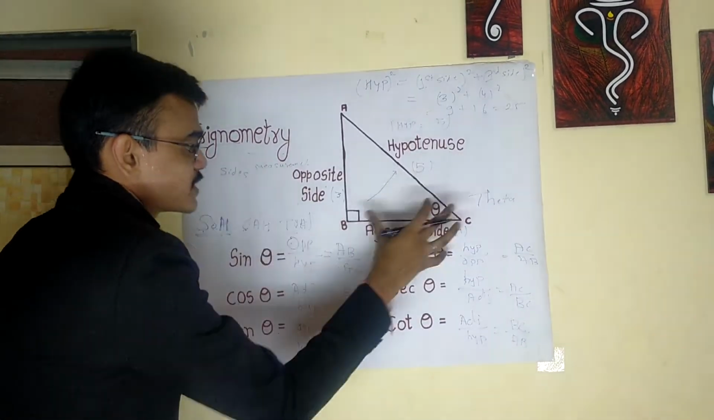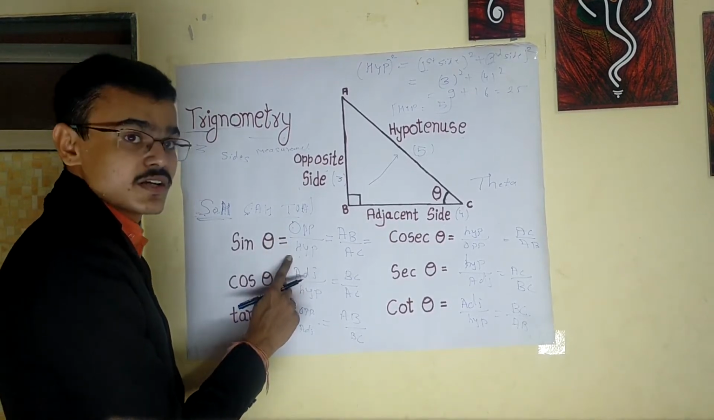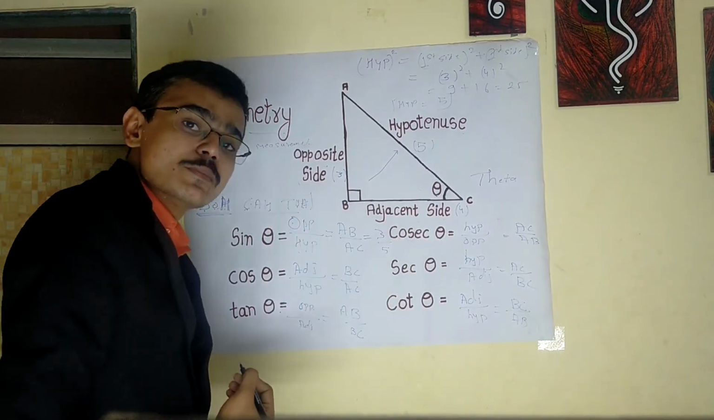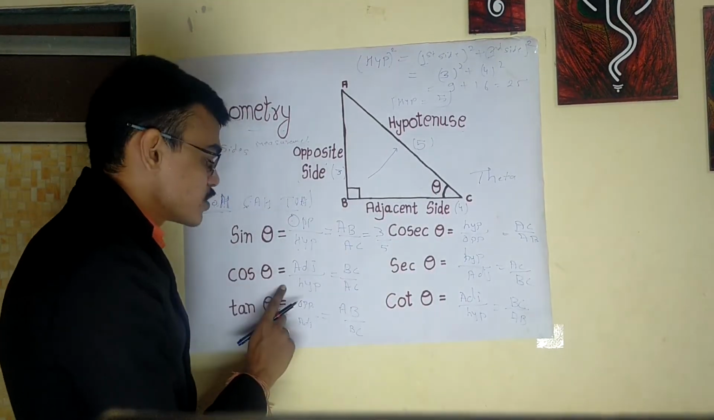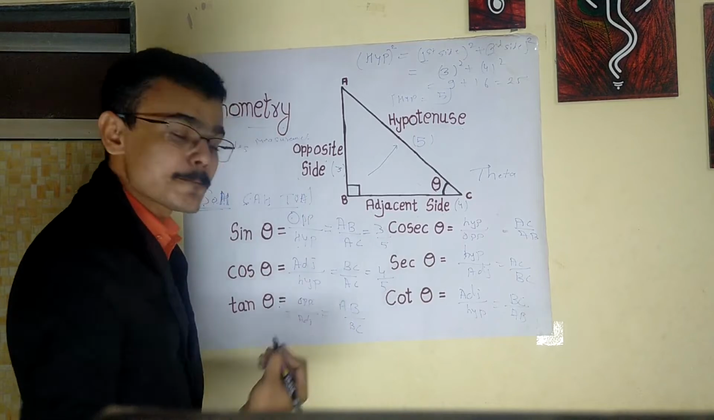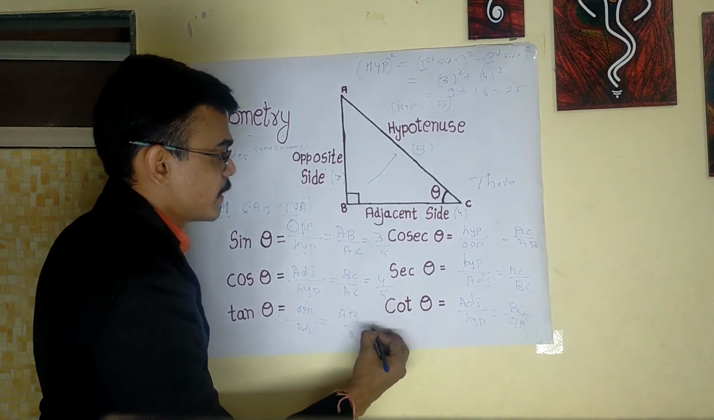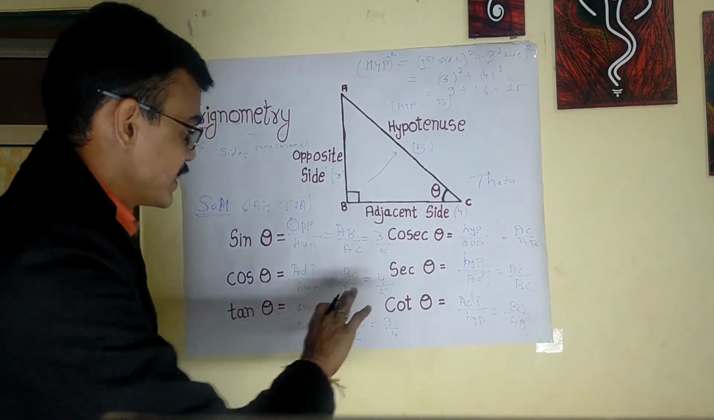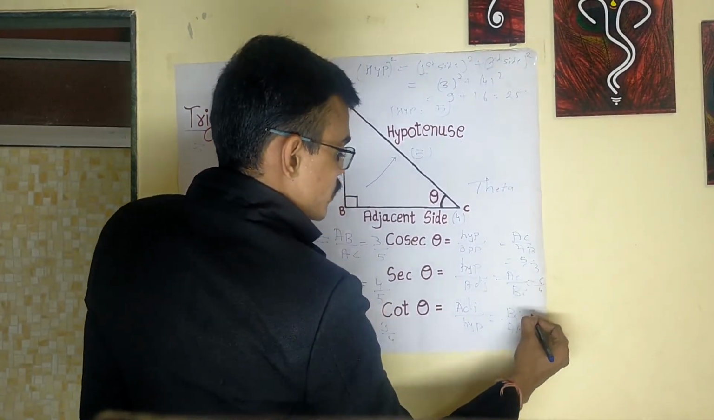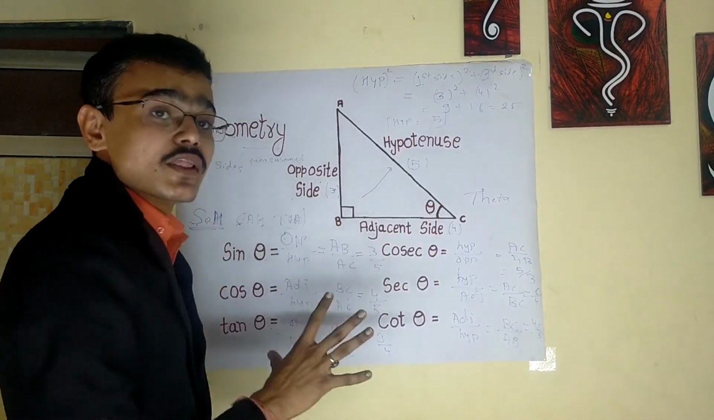Now using these three values, we can find the ratios. Sin theta is opposite upon hypotenuse, AB upon AC. The value of AB is 3 and AC is 5, so the value will be 3 by 5. Cos theta is adjacent upon hypotenuse, BC upon AC, which is 4 upon 5. Tan theta is opposite upon adjacent, AB upon BC, which is 3 upon 4. And we can directly take the reciprocals: 5 upon 3, 5 upon 4, and 4 upon 3. This way, we can define all the ratios.